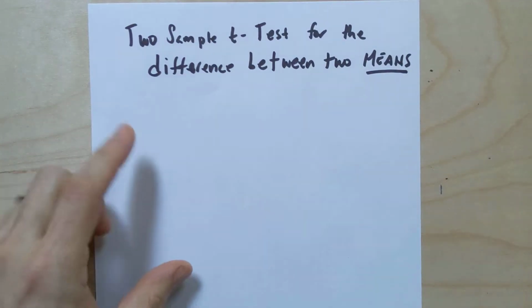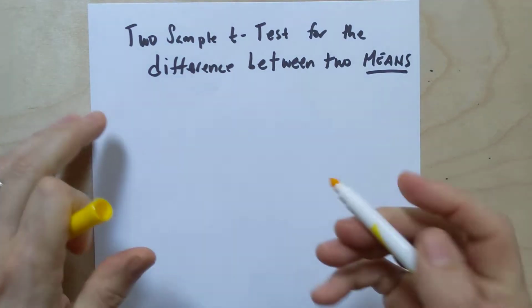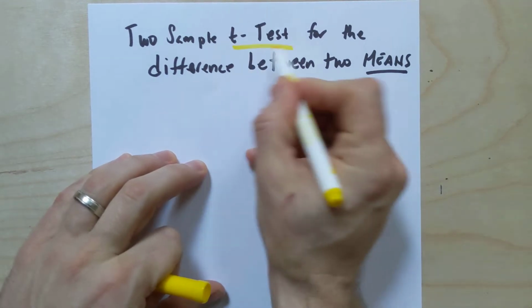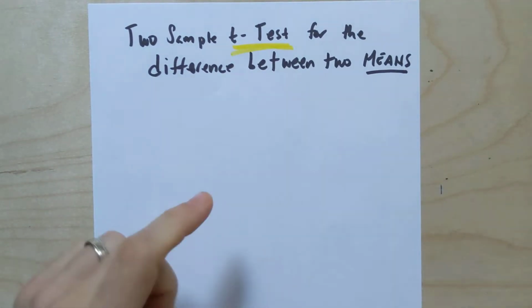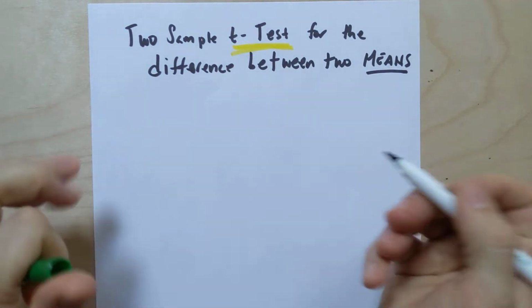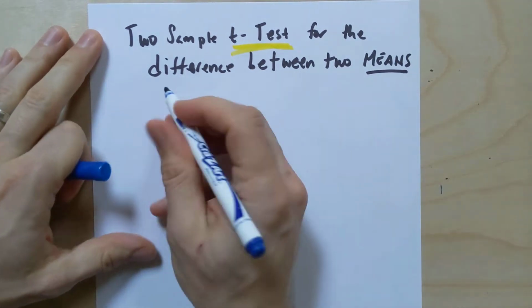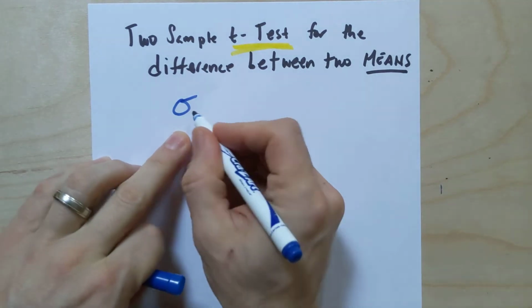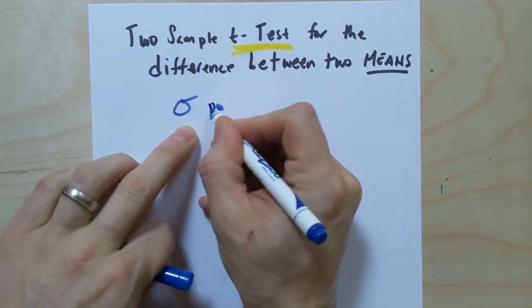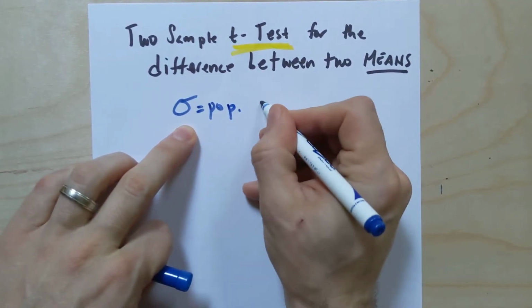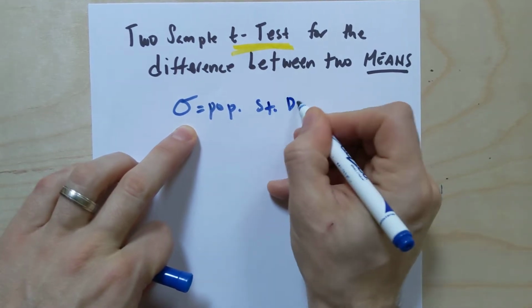Good day, statisticians. Today we're going to talk about a two-sample t-test for the difference between two means. And again, now we're doing a t-test. Why are we doing a t-test and not some kind of z-test? Well, remember, there's really only one reason we'll ever do a t-test instead of a z-test, and it has to do with sigma. Of course, what does sigma stand for? It is the population standard deviation, right?